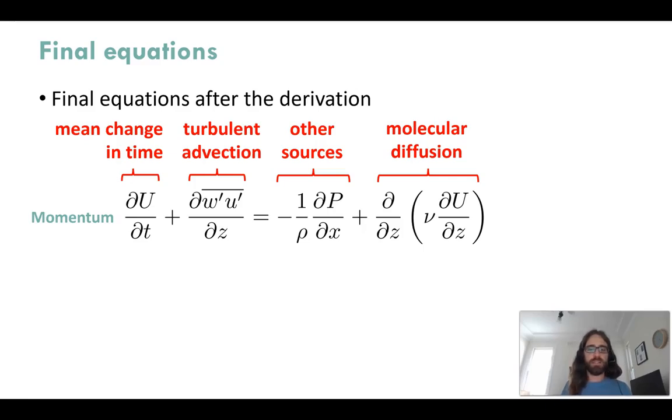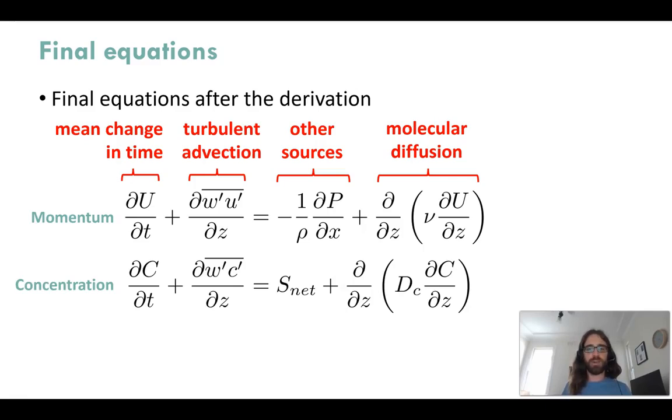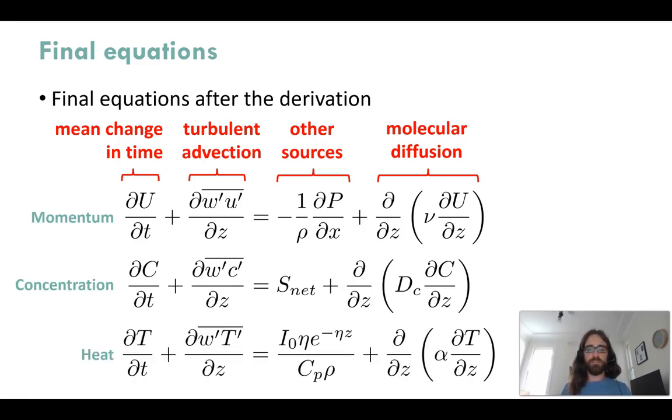The final equations that we get after this derivation are shown here for the momentum, for the concentration, and for the heat. And what you can see from each of them is that they have all the same contributions in terms of a mean change in time on the far left, followed by a net effect of turbulent advection, and then source terms representing internal generation and losses, followed by the net effect of molecular diffusion and its fluxes. What we can do is move this advection term from the left side to the right side and group it together with the molecular diffusion.